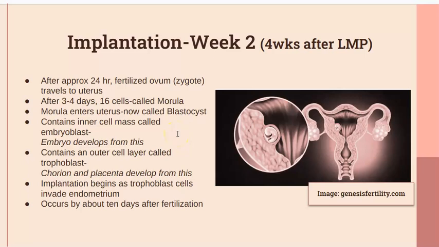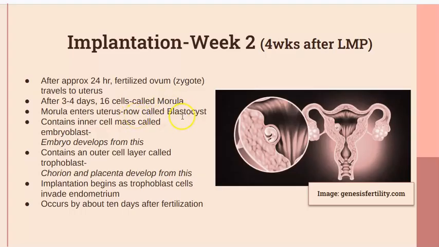Another thing that has to happen for a successful pregnancy is implantation, which is week 2 or about 4 weeks after the last menstrual period. Again, fertilization happens about here, in the fallopian tubes. After about 24 hours, the fertilized ovum or zygote travels to the uterus. While it's traveling, it's multiplying and differentiating. After about 3 or 4 days, it has 16 cells. It's called a morula, the Latin word for mulberry, so it's similar to a raspberry. It enters the uterus, and then it's called a blastocyst.